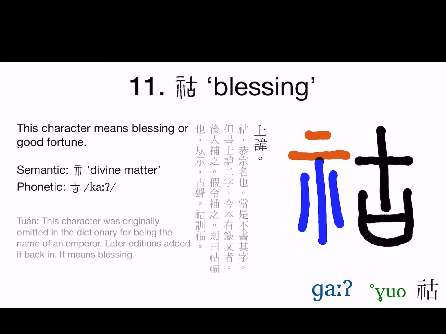The next character I'm learning today is this one, which means blessing or good fortune. This character is pronounced ga in Old Chinese and wo in Middle Chinese. This is a phonosemantic character with its semantic component being on the left. So here is the radical meaning divine matters, and its phonetic component is on the right. It's a character that is pronounced ga. According to our commentator Tuán, this character was originally omitted in the dictionary because it was the name of an emperor of the time, but later editions of the dictionary added it back in. It means blessing.